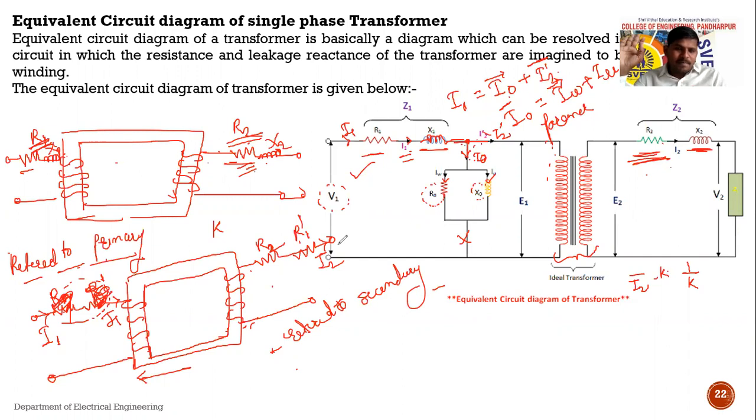What will come in it? Multiplication of K square. That means we will get the value of R1 dash. R1 dash is equal to K square into R1.